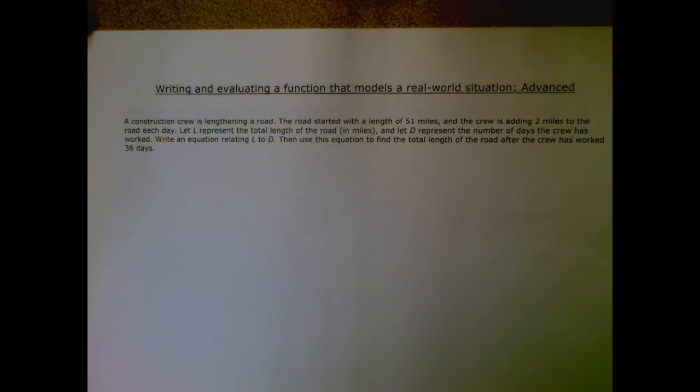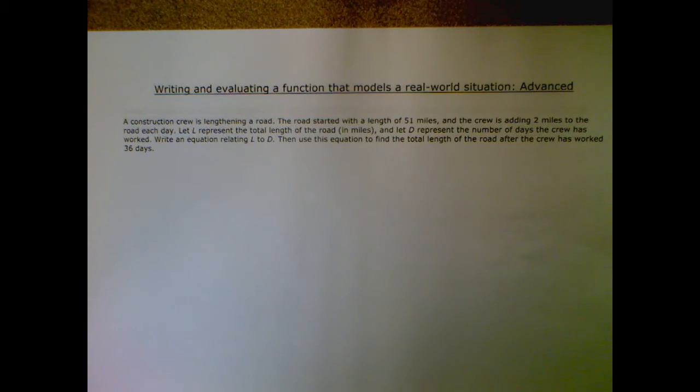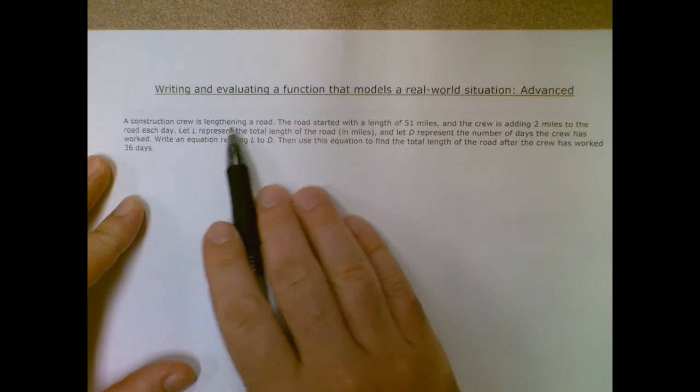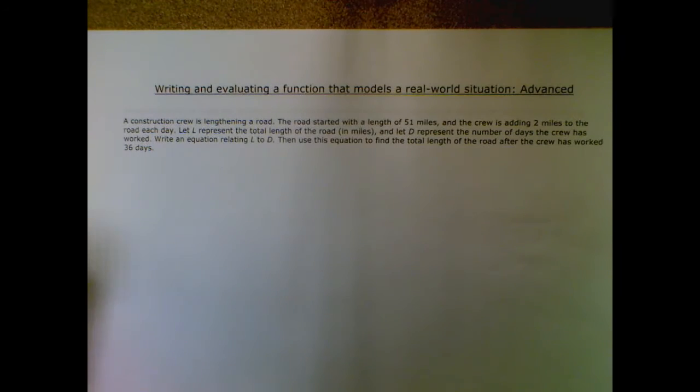Bowman. Today we're going to be looking at the ALEX topic, writing and evaluating a function that models a real-world situation, and this is the advanced version. Alright, so we have a construction crew lengthening a road. If the road started with a length of 51 miles and the crew is adding 2 miles to the road each day, we're going to let L represent the total length of the road in miles, and D represent the number of days the crew has worked.